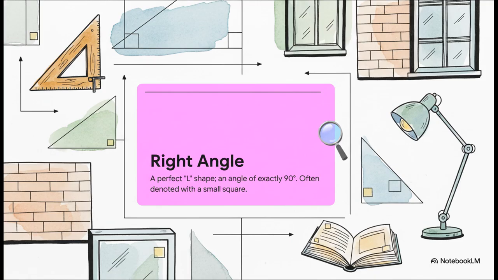All right, next up is the right angle. And this is one you've probably seen a million times. It's that perfect L shape, exactly 90 degrees. But here's a super important pro tip. See that little square symbol right in the corner? That's not just for decoration. In the world of math, that's the universal sign for a perfect 90-degree angle. If you see that square, you know exactly what you're dealing with.